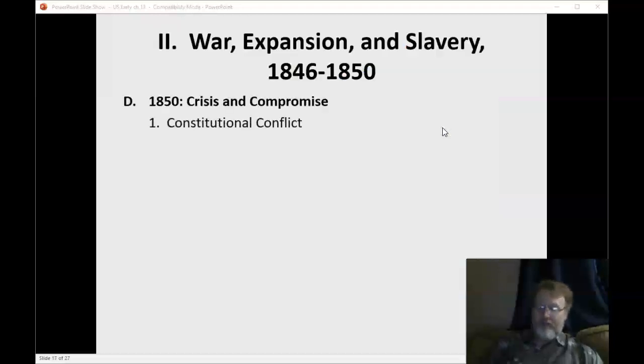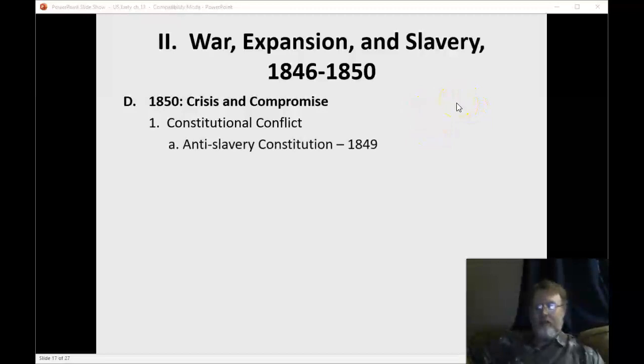All right, 1850, the crisis of 1850. Yeah, we're getting there, not quite there, but we're getting there. All right, so in order to get admitted to the Union, California ratifies a constitution. It is an anti-slave constitution. California decides it does not want to be slave. Now, that's okay, because that's the way it had been. The states were supposed to be able to choose on their own slave or not. Well, it had been that way.